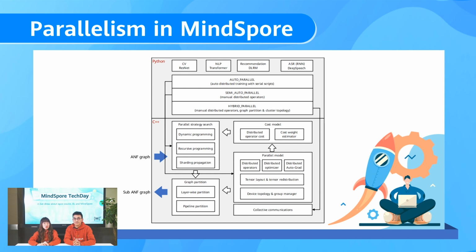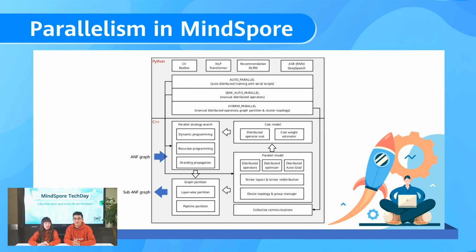How does the semi-automatic parallel mode differ from the automatic one? In the semi-automatic mode, users are required to manually configure the sharding strategy while the rest of the process remains the same. Thank you for the clarification. This gives me a good understanding of how MindSpore handles automatic and semi-automatic parallelism.